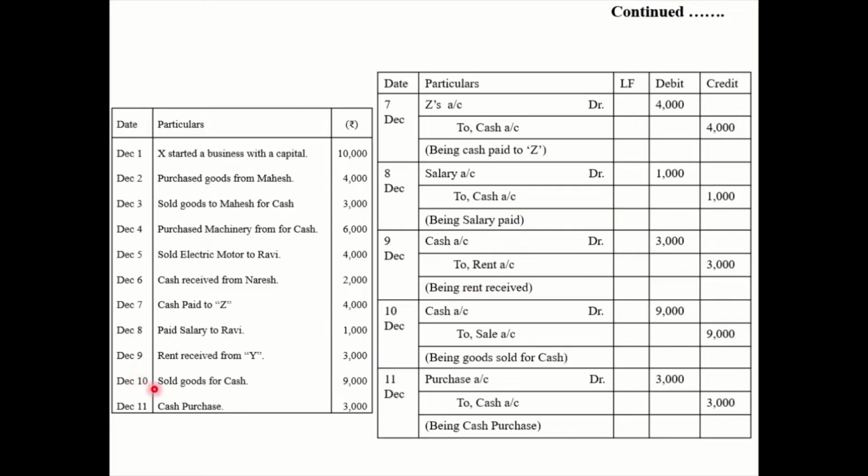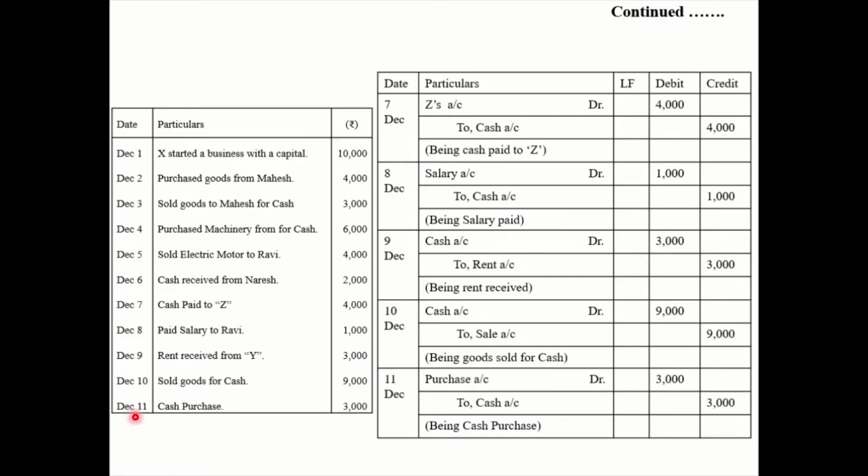10 December sold goods for cash. Two accounts, cash account to sales account. Both are real accounts. Cash is coming into the business, that's why cash account is debited. Goods are going out of the business, that's why sales account is credited with rupees 9000. Narration is being goods sold for cash.